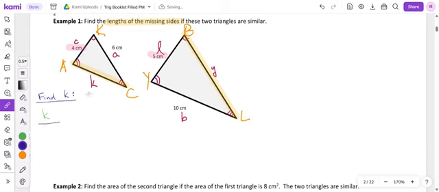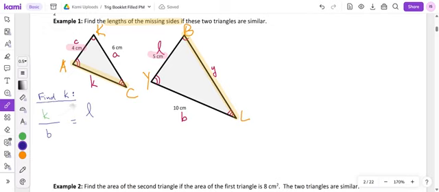Which side on the bigger triangle does K correspond to? Say it out loud. Okay. And then, so I have one unknown and one known. Now I have to put one fraction that is complete. So I've got the C and the L. What goes up top? Is it the C or the L? Good. Because it's the same triangle as K.